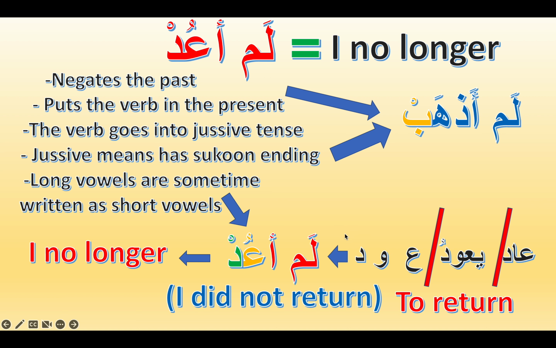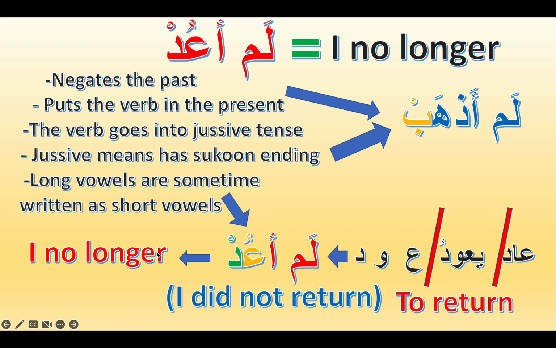But when we say I no longer, when we put the lem in front, it's not lem أعود with a waw. The waw disappears and is written as a dhamma, a short vowel, and there is a sukun on top of the dal. So it becomes لم أعود, which literally translates to I did not return. But it actually conveys the meaning of I no longer. So لم أعود means I no longer.